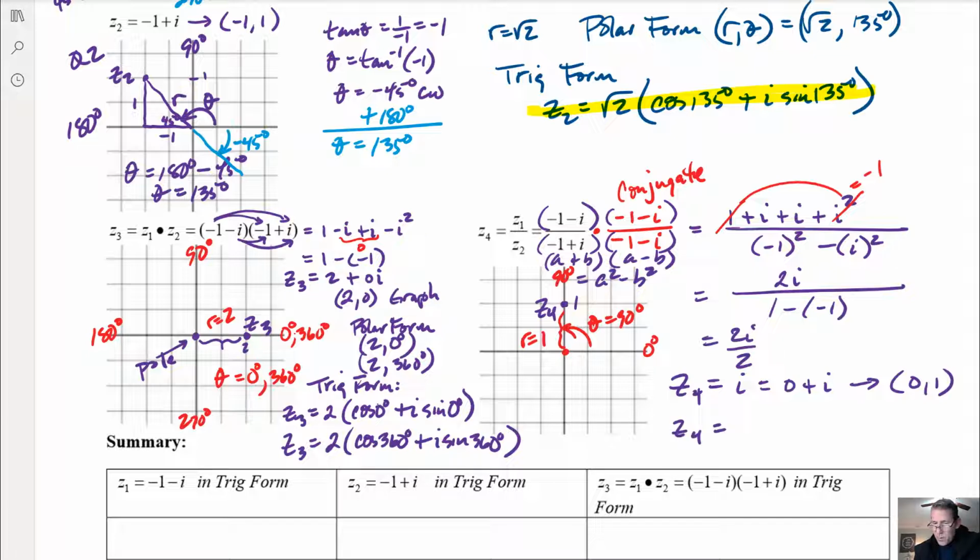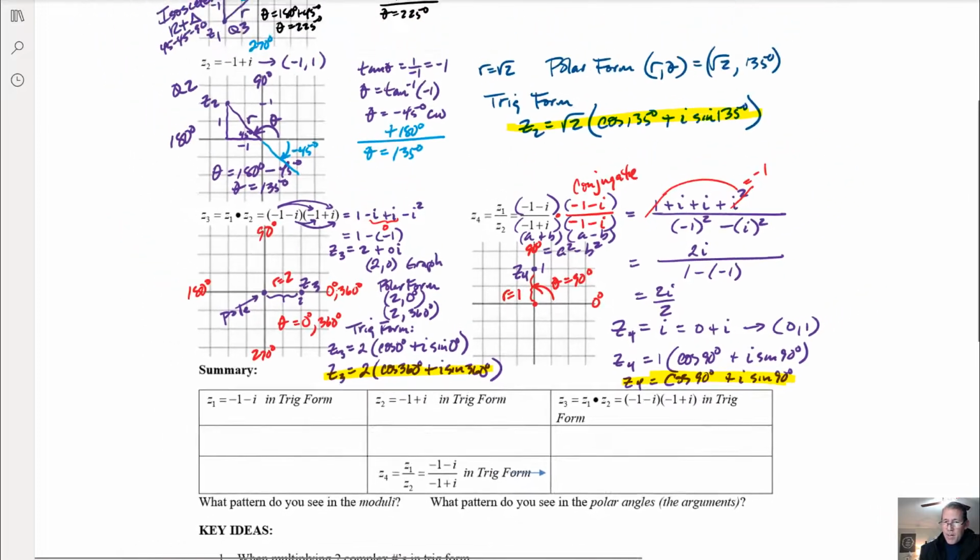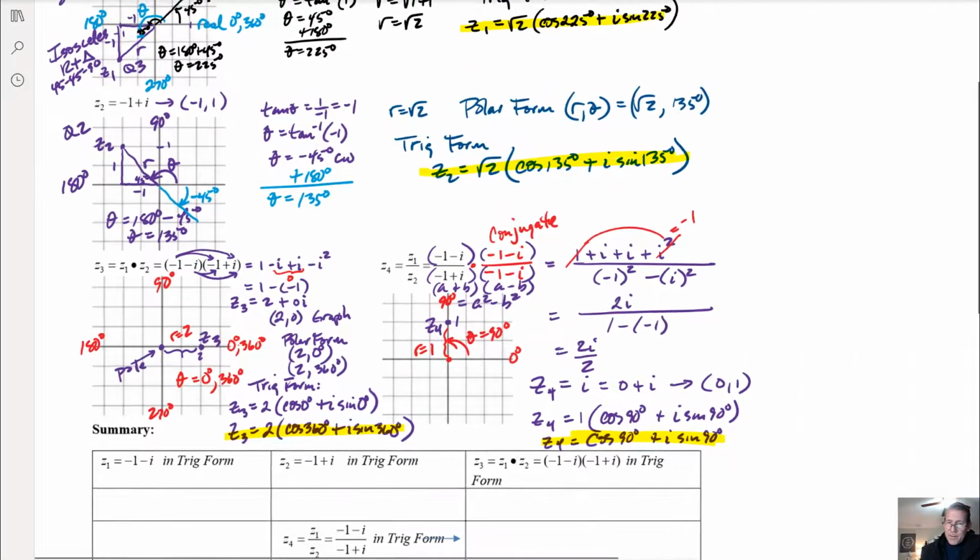So z4 is equal to 1 times cosine of 90 degrees plus i times the sine of 90 degrees. Now, because we're not distributing anything here, I can just drop the parentheses. So z4 is just cosine of 90 plus i times the sine of 90. Okay, so now we have our 4 results. Now what we want to do is put them together. Let's form them in our table and then compare. And you're going to be shocked at the results of what happens here.